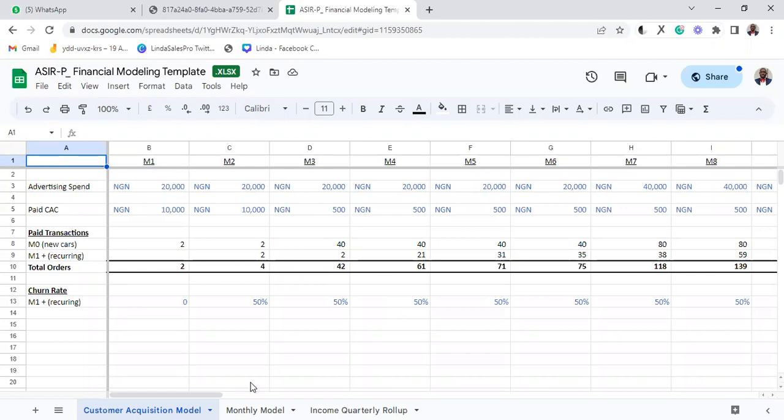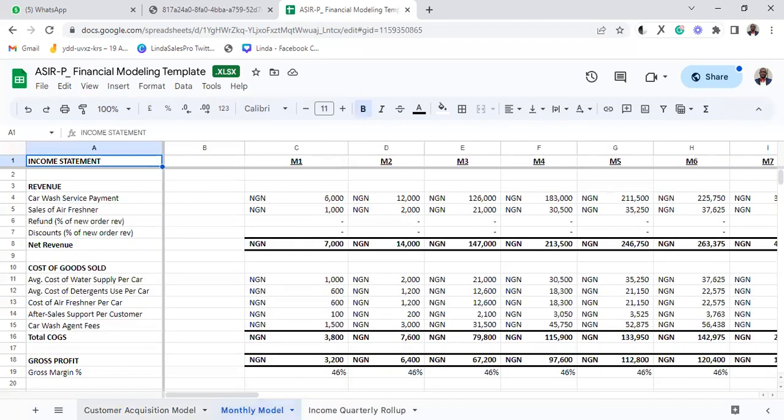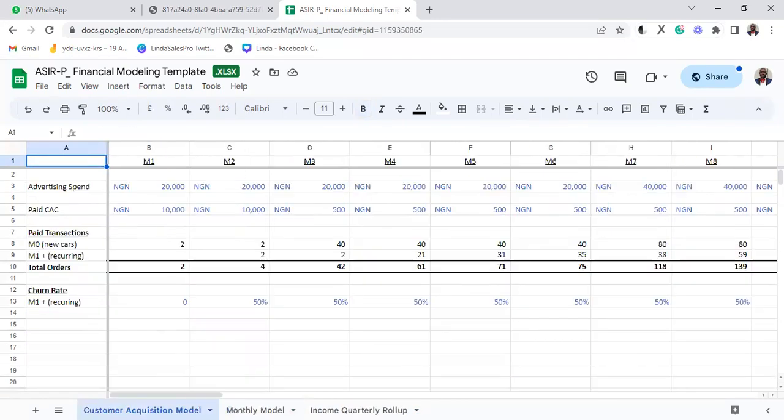Okay, so if you check here, we have three tabs. If you can see my mouse move. We have the customer acquisition model tab, we have the monthly model tab, and we have the income quarterly run-up tab. Okay, so we are going to clearly explain each one of them, starting from the customer acquisition model.